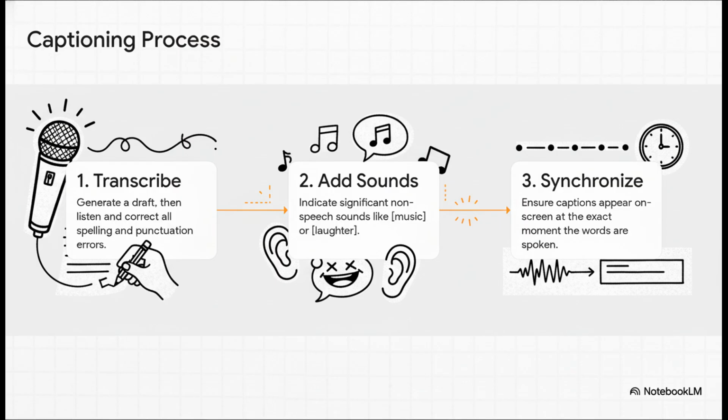So, step 1 is to transcribe your audio. You can totally use an automated service to get a first draft, but, and this is key, you've got to go back and manually fix the mistakes. Step 2, add important sounds. I'm talking about things like music or applause in brackets. It gives context to people who can't hear. And step 3, sync it up. You got to make sure the words pop up on screen at the exact moment they're said.